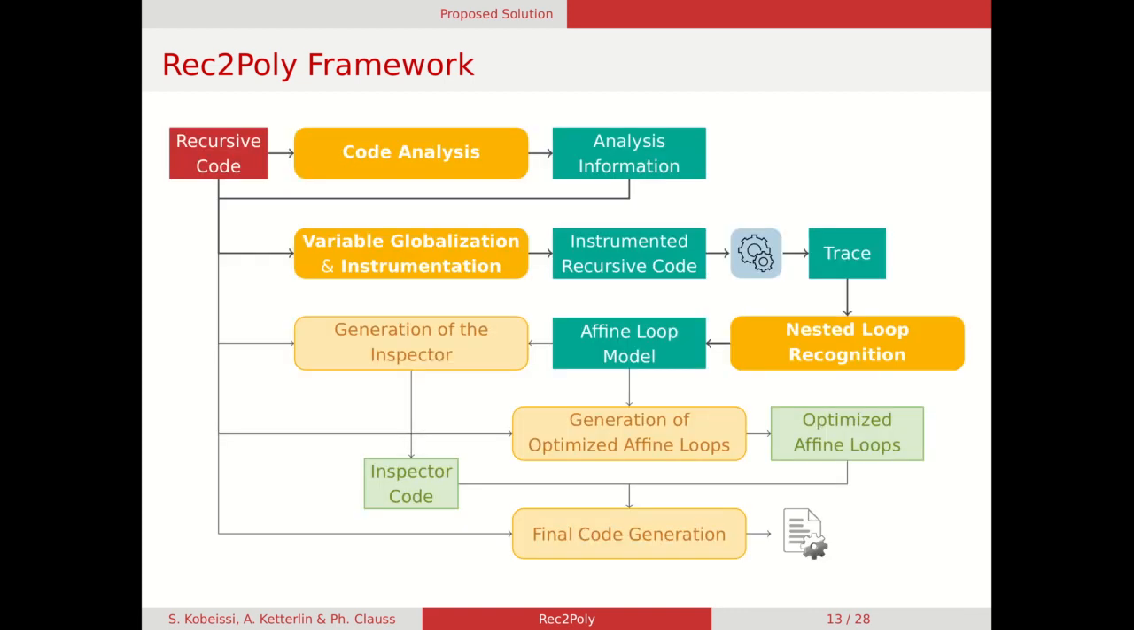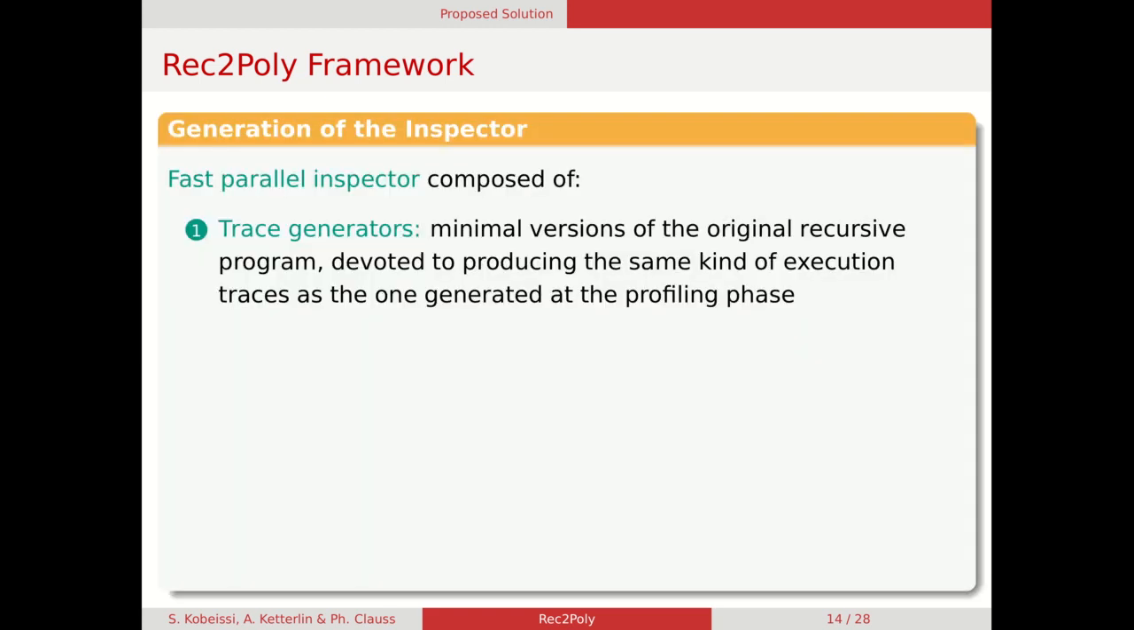Then we have the fourth phase of Rec2Poly, which is generation of the inspector. It takes as an input the recursive code, the analysis information, and the affine loop model, and gives as an output the inspector code. In this phase, Rec2Poly generates a fast parallel inspector composed of: 1. Trace generators. Trace generators are minimal versions of the original recursive program devoted to producing the same kind of execution traces as the one generated at the profiling phase. We have 1 control trace generator and as many memory trace generators as required.